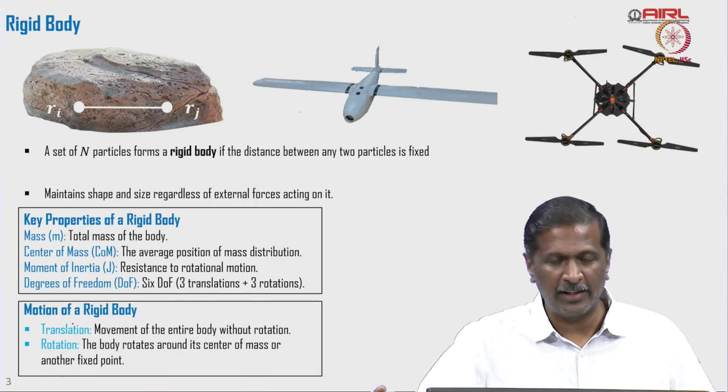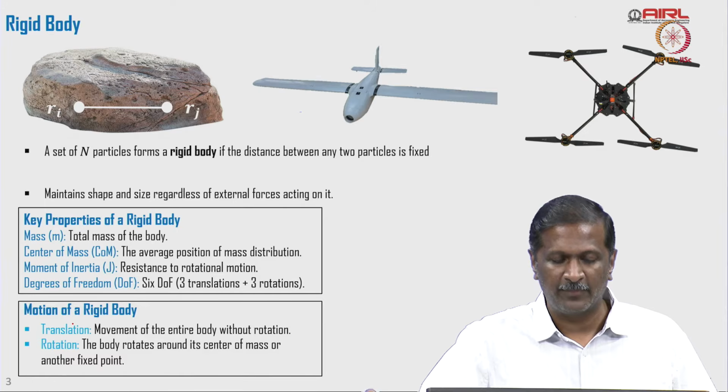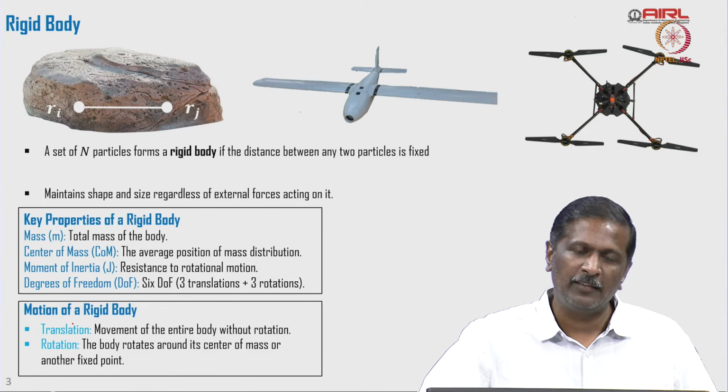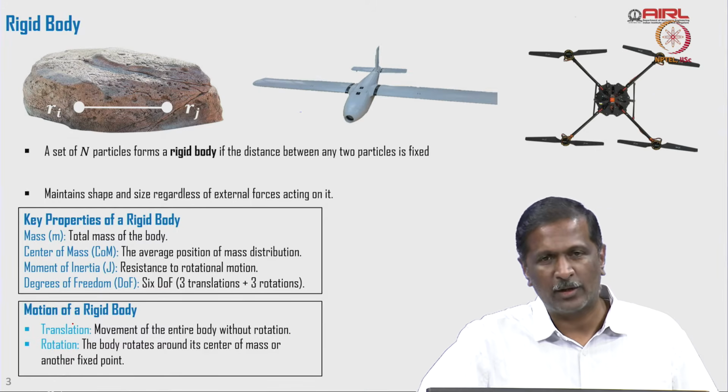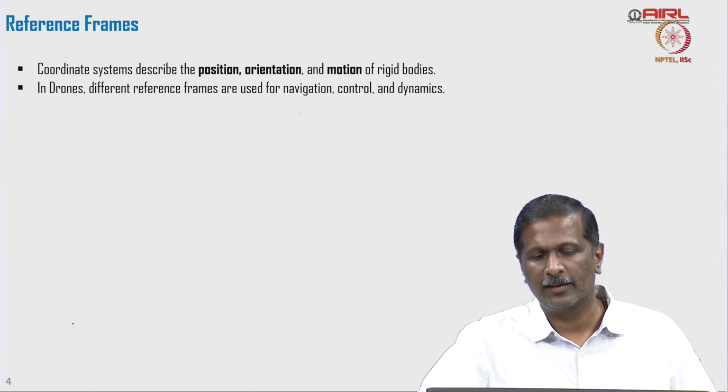The motion of the body, as I mentioned earlier, has two parts: translational motion, the movement of the entire body without rotation, and rotational motion. This body rotates about its center of mass or any other fixed point, right.